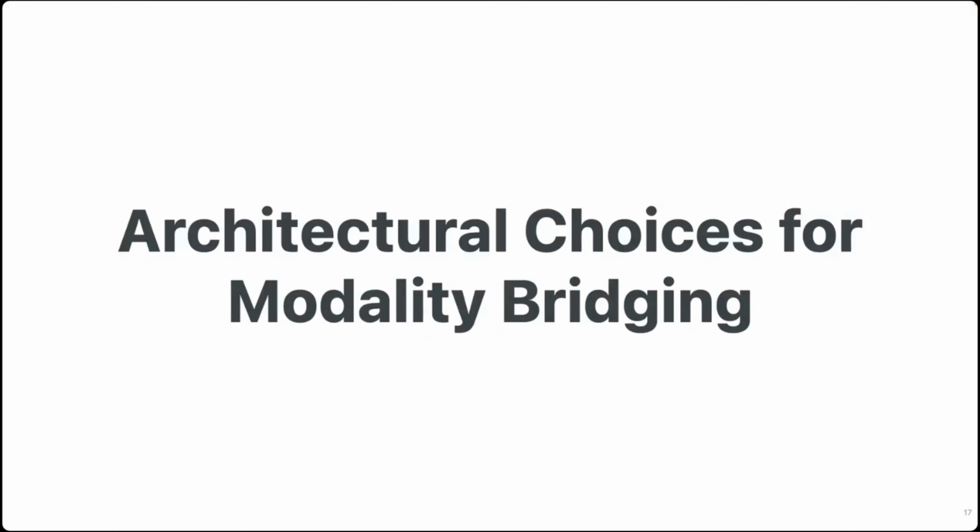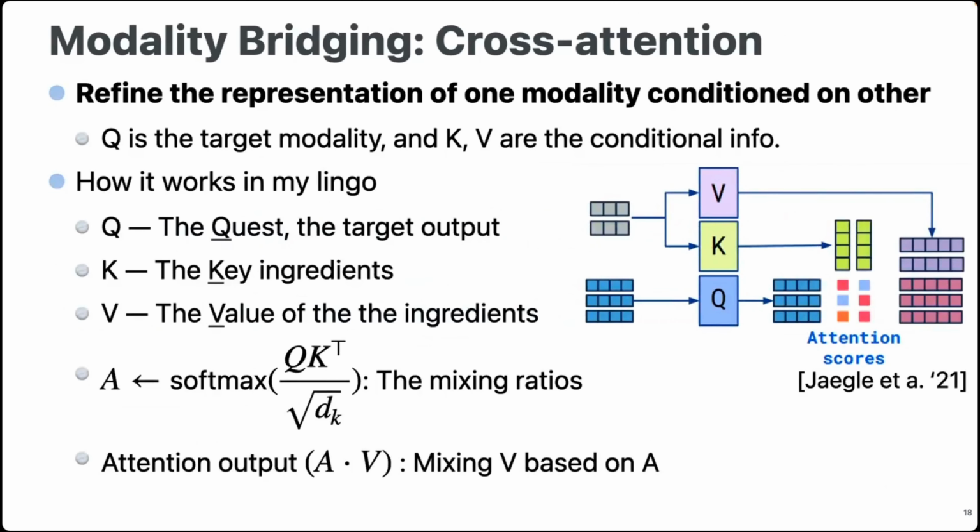Okay. Next, I will talk about some architectural choices for modality bridging, and there will be more discussions, I hope. So the first choice we can do is cross attention, right? So what does cross attention do? In my lingo, cross attention is refining the representation of one modality conditioned on another.